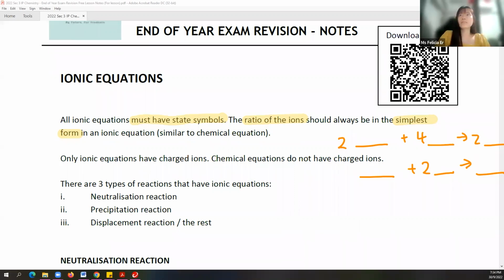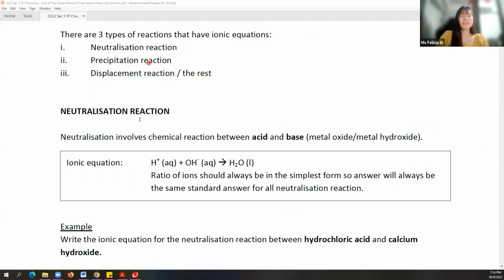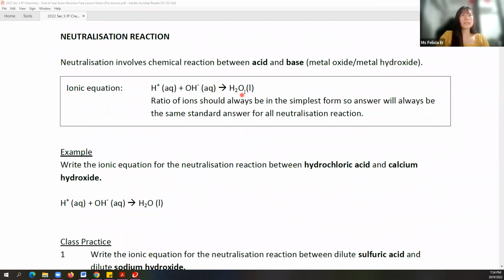Okay, moving on. Let's begin with the first reaction, which is neutralization reaction. Here I'm looking specifically at the chemical reaction between acid and alkali. For the alkali, take note that the base I'm referring to must be the soluble one. Maybe I should be a little more specific. Alkali.